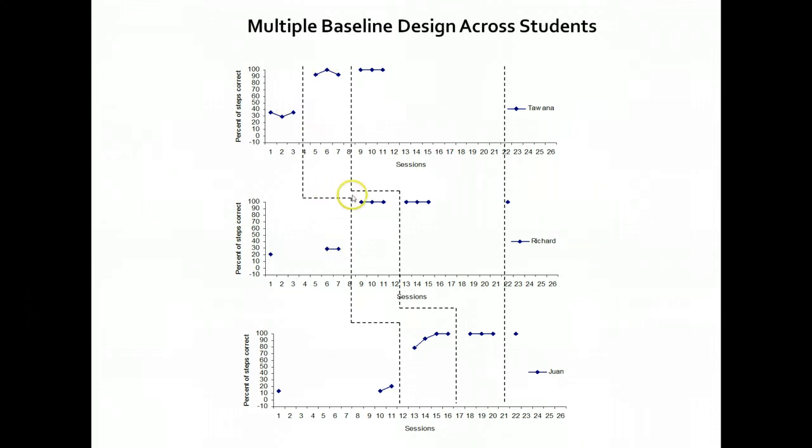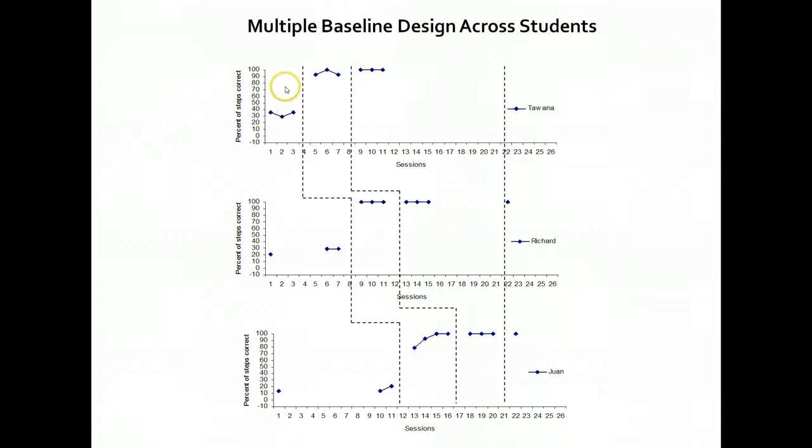Okay, so what I do is I impose the intervention on day 4 for Tawana. I give Richard the intervention on day 8, and I see the same change. So I see a change before, after, for Tawana on day 4, before, after for Richard on day 8. Do the same thing for Juan. See, Juan's still really low, but I only intervene with him on day 11. Now, all these kids go to the same school, so this accounts for that. I see before, after, before, after, before, after, on 3 different days across 3 different kids.